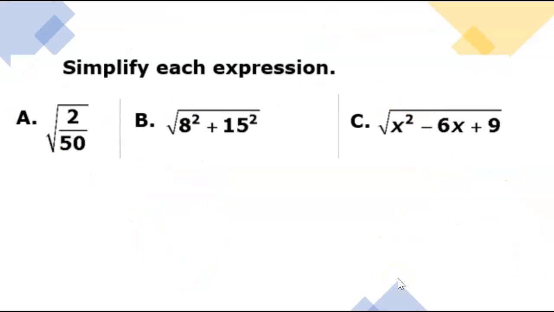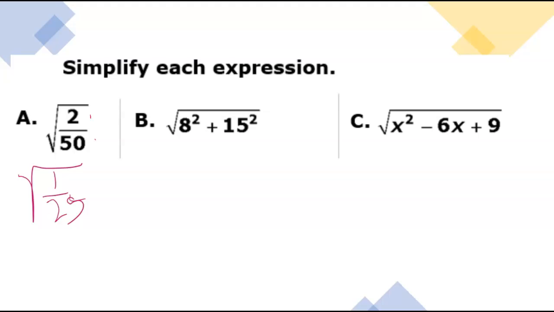Let's try these. Here we have 2 divided by 50. We can't really do much here, can we? But we can simplify them because they're both even, so we can divide them both by 2. So we'll have the square root of 1 over 25. And then there's more we can do with that later in a second.